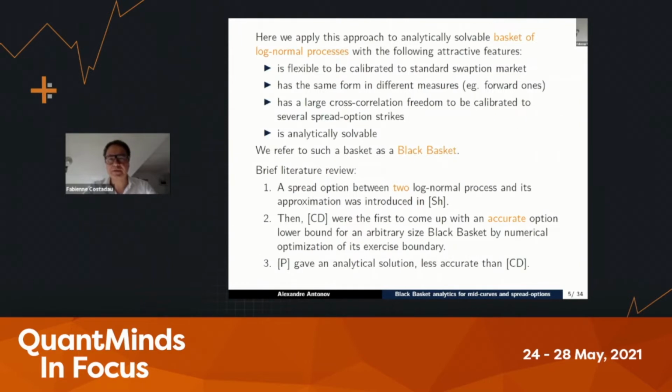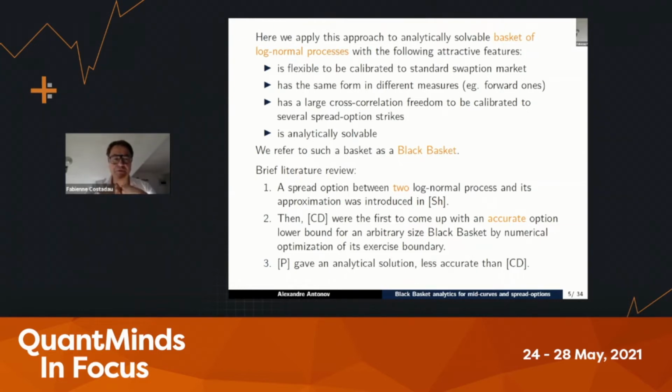Actually, we apply this idea to a basket of log-normal processes. We have the following attractive features. It is pretty flexible to be calibrated to the standard option market. It has the same form in different measures. It has a large cross-correlation degree of freedom to be calibrated to several spread option strikes, and it is analytically solvable. We refer to such a basket as a Black basket, due to the Black or log-normal processes participating inside.